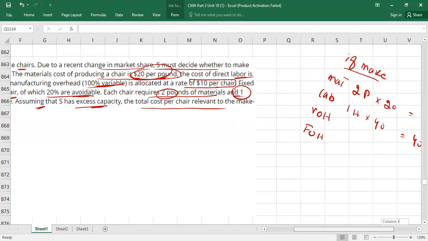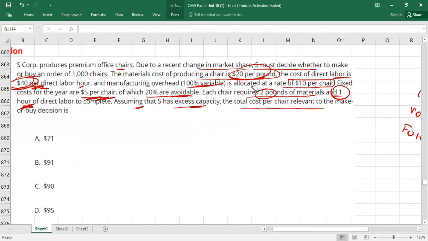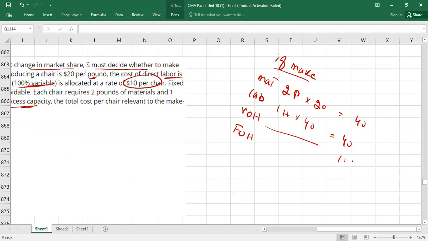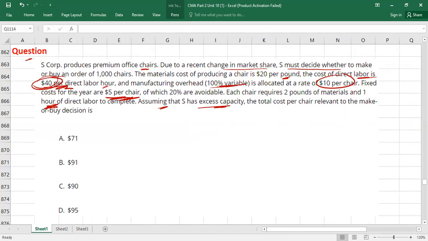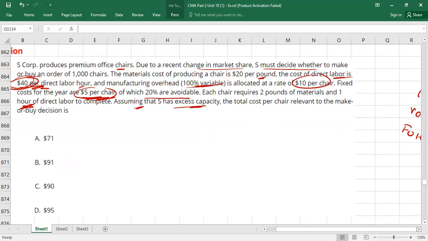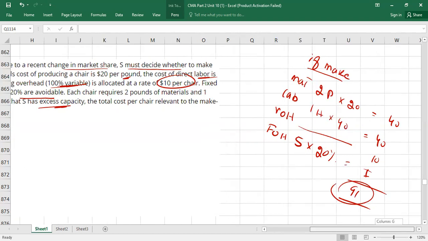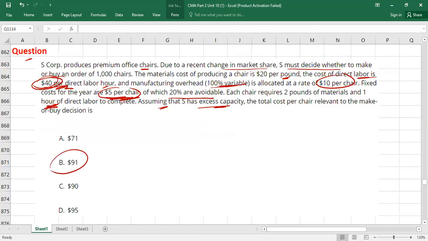Then you have to calculate variable overhead. Variable overhead, he told you 10 per chair. So per chair, we are calculating cost per chair also. So this variable cost is 10 per chair. Then for the fixed cost, he told you fixed cost is $5 per chair, of which 20% are avoidable. Only avoidable cost we have to take. So for the fixed cost we'll take $5 per chair into 20% avoidable, relevant only. So it will give you 1. If you add all these, 40 plus 40, 80, plus 10, 90, plus 1, 91. So this is the cost to make the product, 91. Option B is correct option. I hope it is clear.